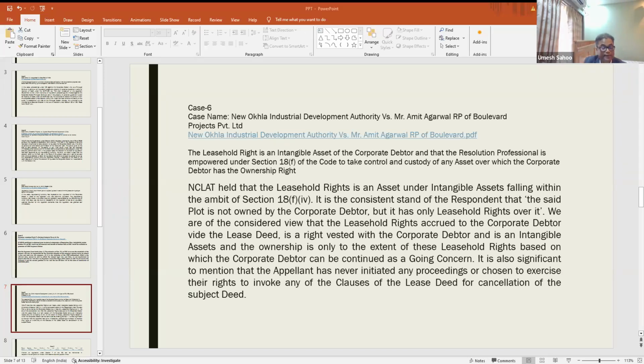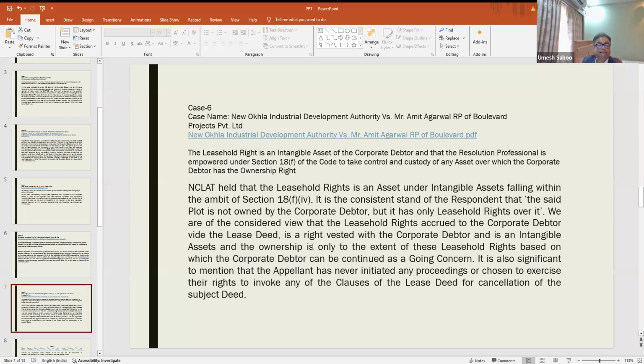But here, what is the case is that leasehold right is an intangible asset of the corporate debtor, and the resolution professional is empowered under Section 18F. 18F is the right of an IRP to take custody and control. I am an IRP or RP, my right to take the custody and control. 18F is vital: control and custody of assets over the corporate debtor. Ownership right only, not others.